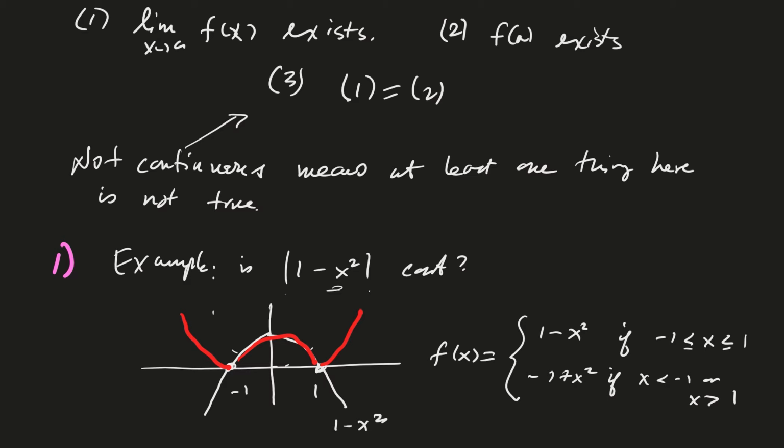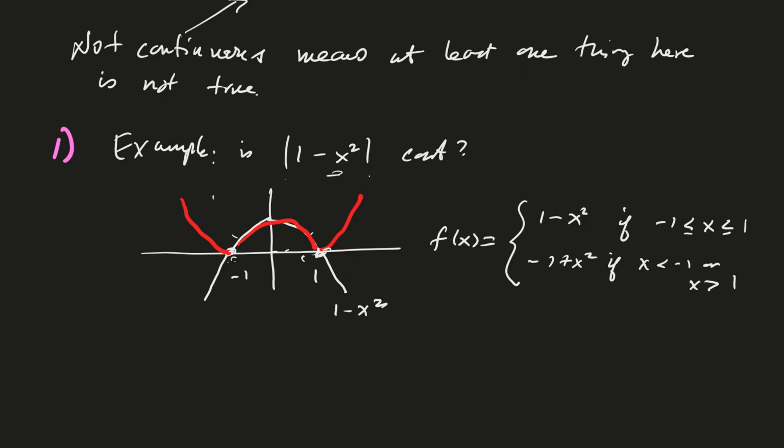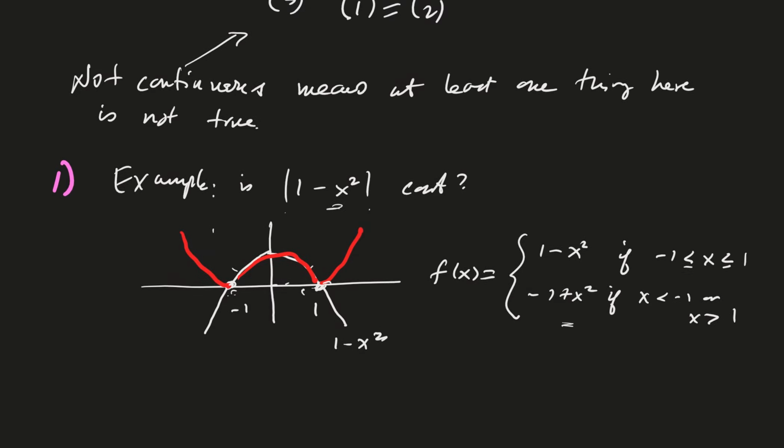Good. And so the only possible point where this may not be continuous would be at the points plus or minus 1. But we can see here, and we can see here, what would the limit be as x approaches 1 of f of x? Well, it's going to be 0 no matter which way you go. If x is less than 1, you would use this formula and you get 0. And if x is bigger than 1, you would use the bottom formula and you would also get 0. So the limit is 0.